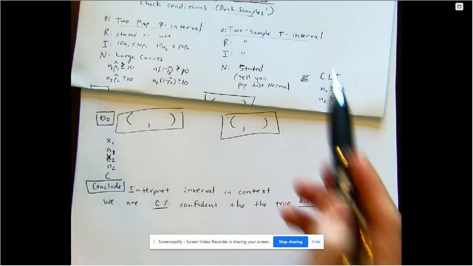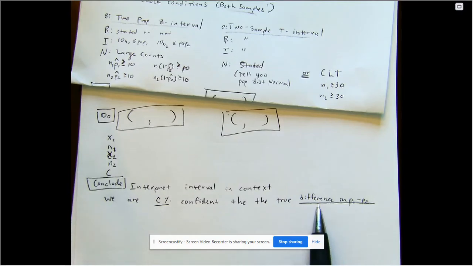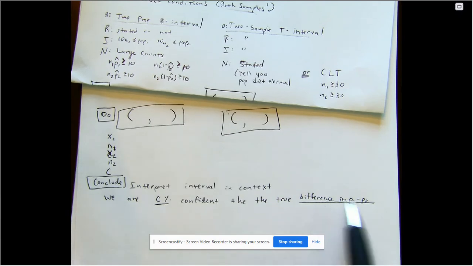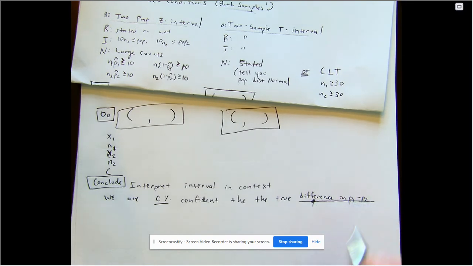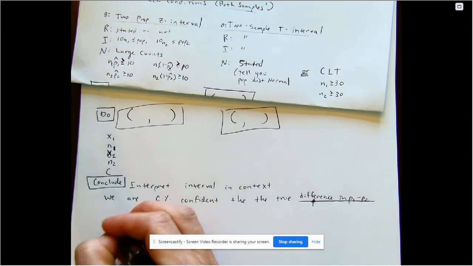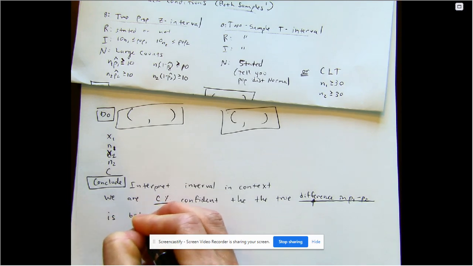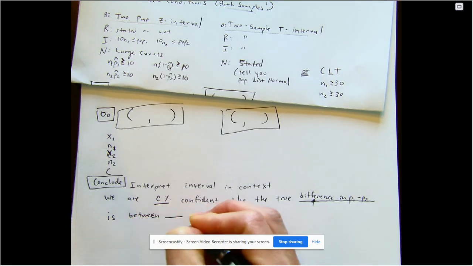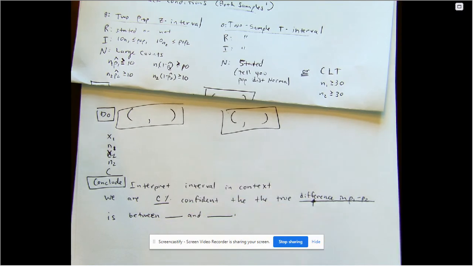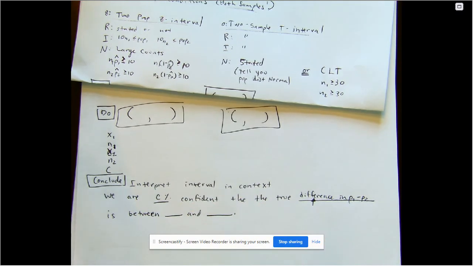Of course, this would be in context. You'll know what they are because you'll have defined them up there. The true difference in proportions between males and females who play sports, whatever the case is. But your parameter is going to be a difference. And go ahead and list what direction you subtracted again. And then you would say is between blank and blank. And that's all there is to it. And then in the next video, which will still be today, we'll do 2 examples.